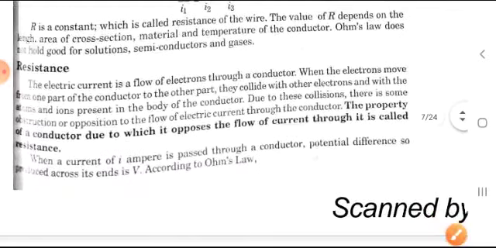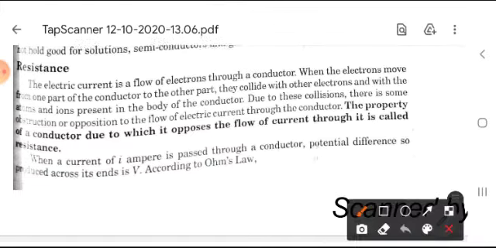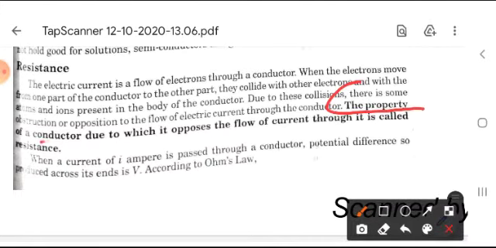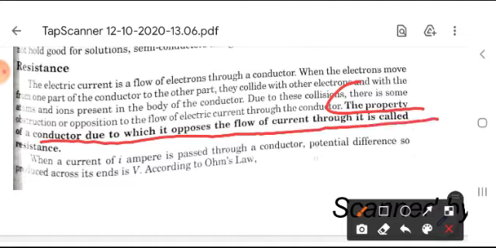Now moving forward, what is the definition of resistance? The property of a conductor due to which it opposes the flow of current through it is called resistance. Actually, it is electrical resistance.